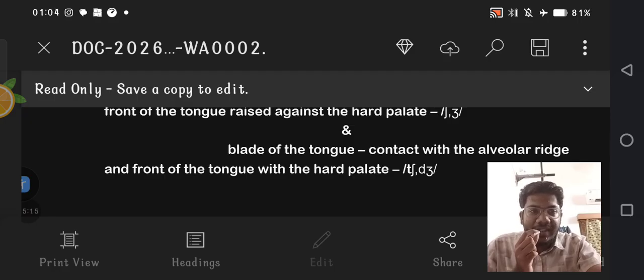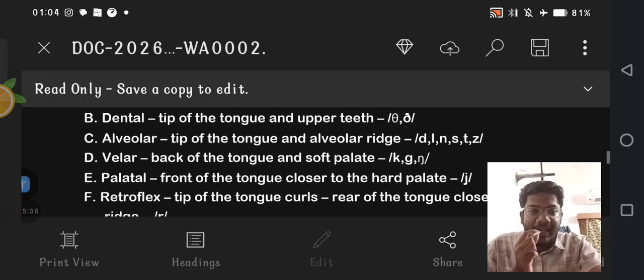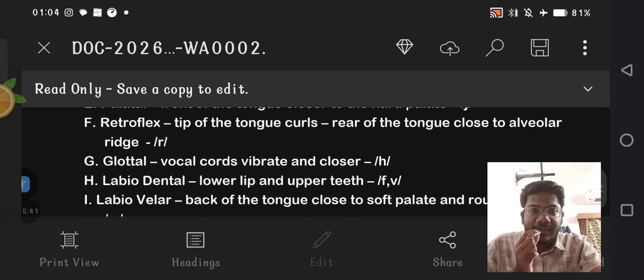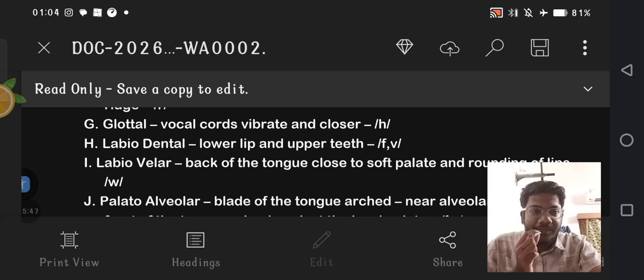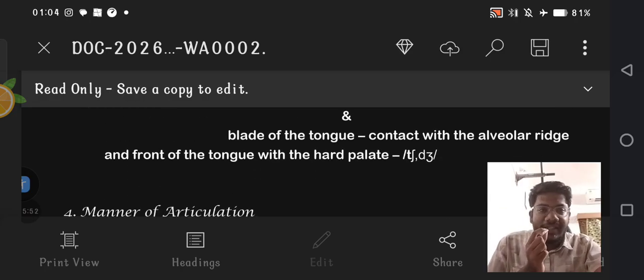So the alveolar ridge is the gum part, the gums which hold the teeth together. We can categorize it as upper alveolar ridge and lower alveolar ridge. So labial means lips, dental means teeth, velar means tongue, and palatal means palates. Retroflex is the curling of tongue. Glottal is the half produced sound. And then we are done with it.